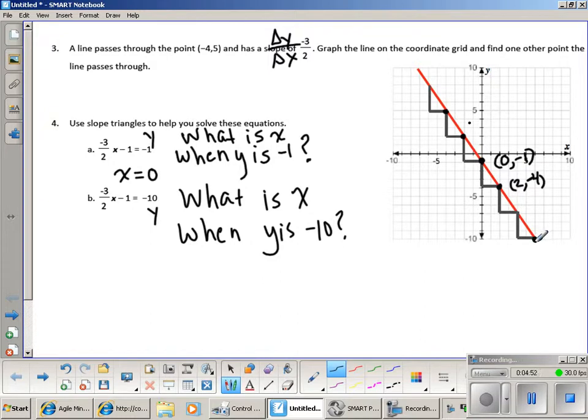So what is the x value there? I've kind of gotten messy here. You guys are used to me getting messy. This is 6. So these are the coordinates (6, -10). So what's my solution? What is x when y is -10? Well, x equals 6.